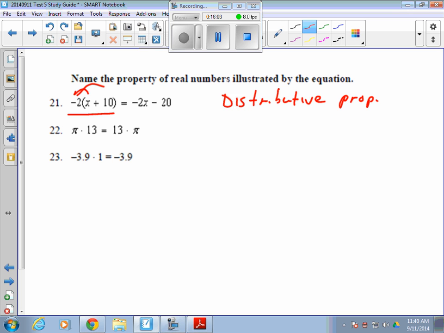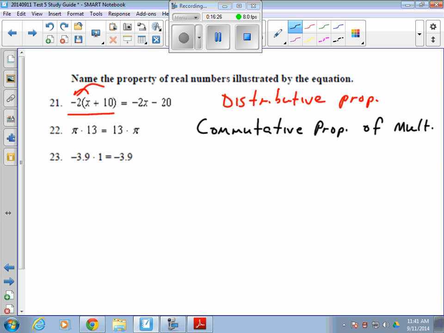Number 22 says pi times 13 equals 13 times pi. Notice they just trade places. They commute places. Pi's first on the left, it's second on the right. So they move over. That is the commutative property. And it is of multiplication.